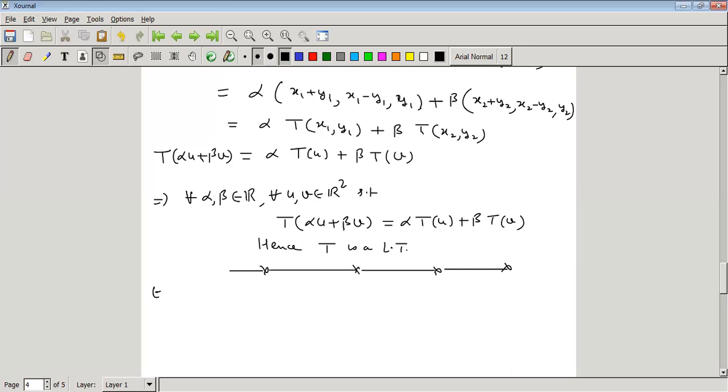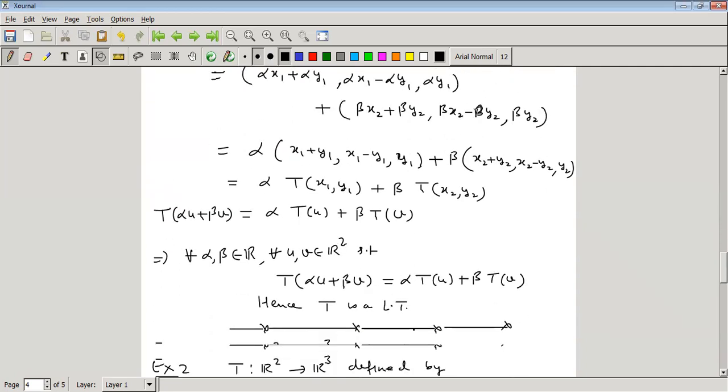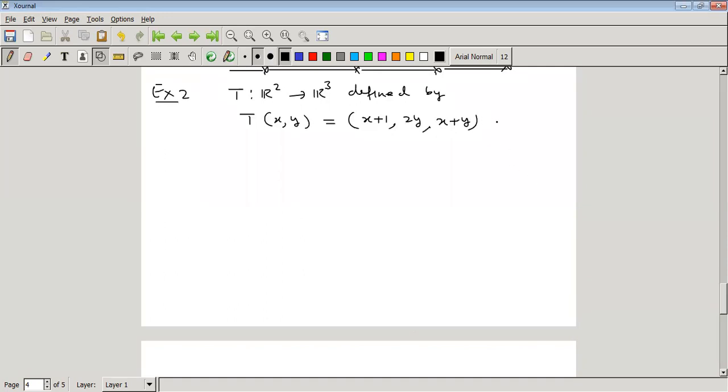Now, next example, show that T from R2 to R3 defined by T of x comma y equal to x plus 1 comma 2y comma x plus y. So this is the transformation. Right? Now you can take this as a star. We have to show whether this is a linear transformation or not.